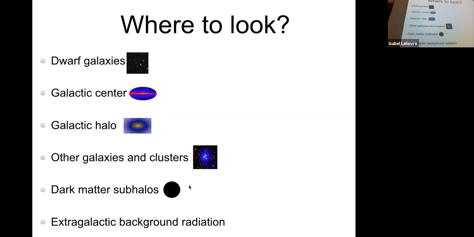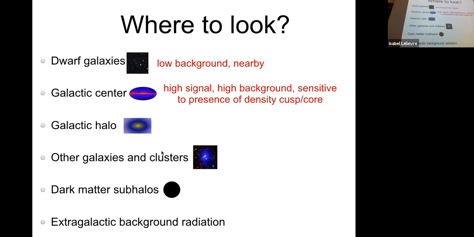We can try to look for clumps of dark matter that don't have baryons associated with them, either in a blind search or for some of the larger subhalos, we may know where they are. And we can just look at the average background radiation over the lifetime of the universe. The advantage of dwarf galaxies is they're relatively close and they don't have a lot of background. The advantage of the galactic center is that we expect it to have a really high J factor, and it's close, but the disadvantage is that the backgrounds can be scary.